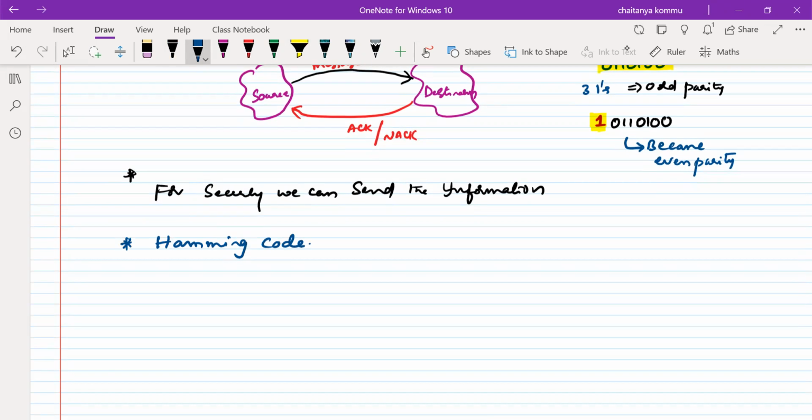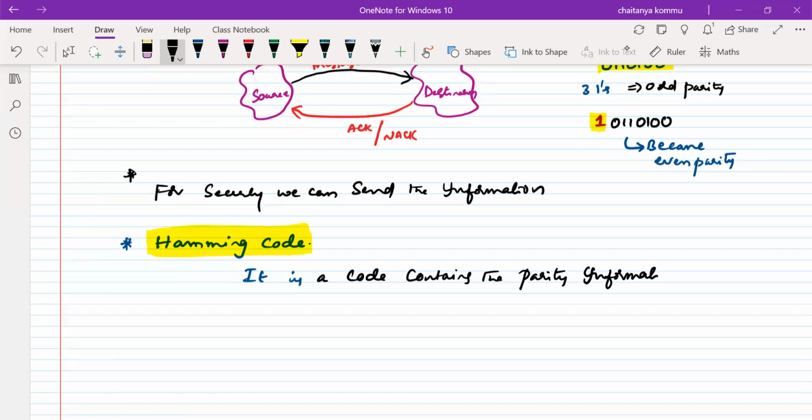What is this Hamming code? Let us now look at it. In this Hamming code, our primary focus is to generate a message code, a code which contains the parity information in between the message bits. That is the first thing that we should notice.